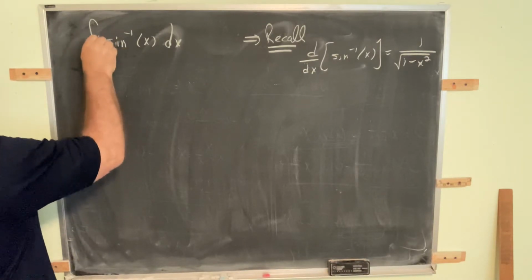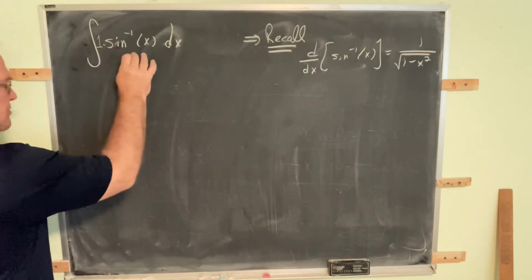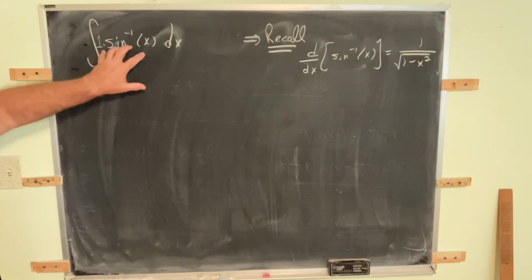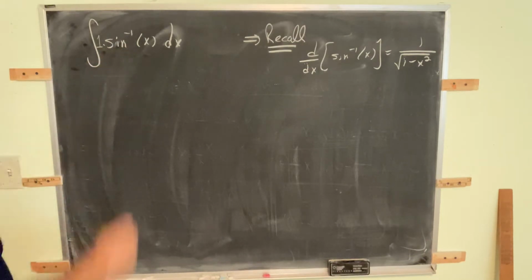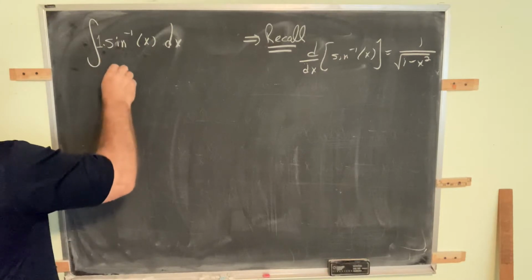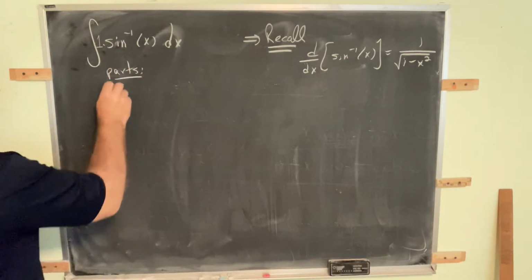This is a function which is the product of two functions. It's the product of 1 times sine inverse of x, or arc sine. If you prefer arc sine, you can be writing arc sine here. But this is 1 times sine inverse of x, and this is a transcendental function times another function. And so we're going to try parts with this.